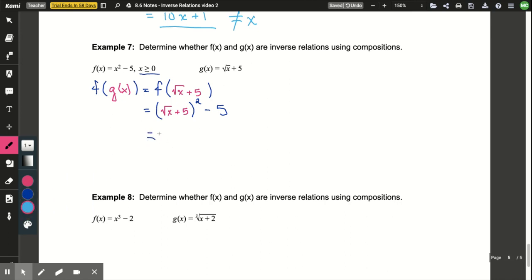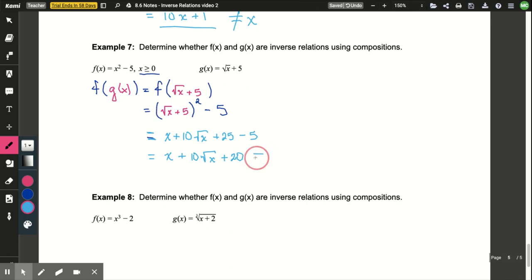And then I need to simplify. So I'm actually putting together the composition now. So the first thing I would need to do is square this thing in parentheses. So when I square that, of course, I have to FOIL. So that would give me square root of x times square root of x, which is x. And then my outside would be 5 times square root of x, and my inside would also be 5 times square root of x. So add those together, I would get 10 square root of x, and then 5 times 5 is 25. And then I still have that minus 5 hanging out on the end there. So now I've got x plus 10 square root of x plus 20.